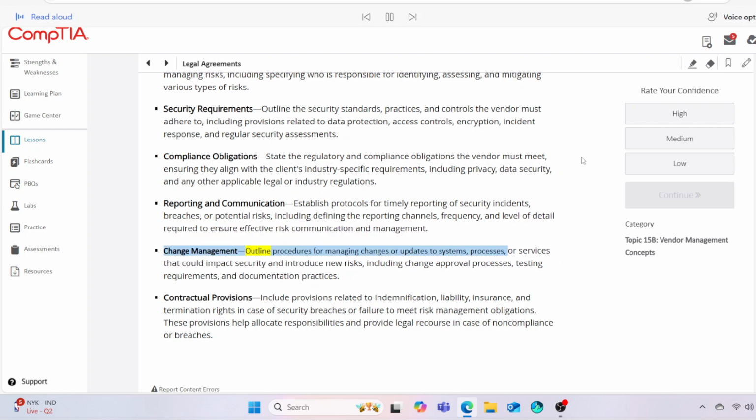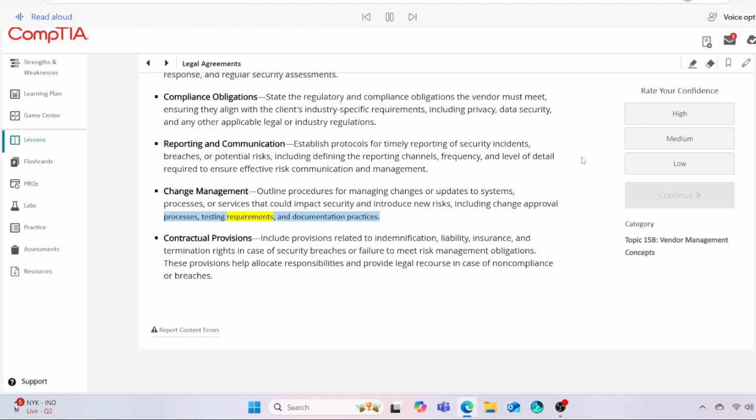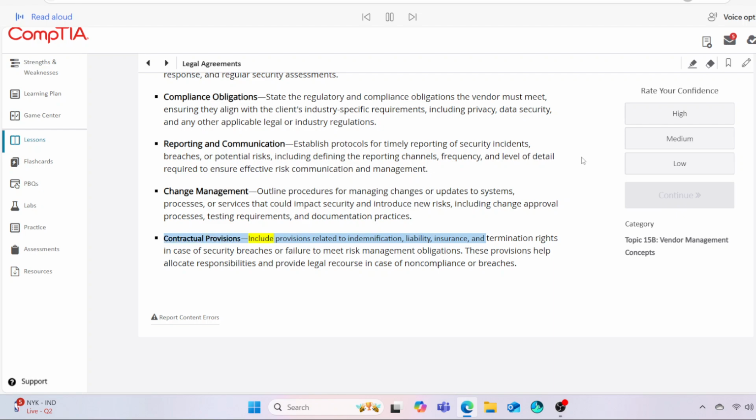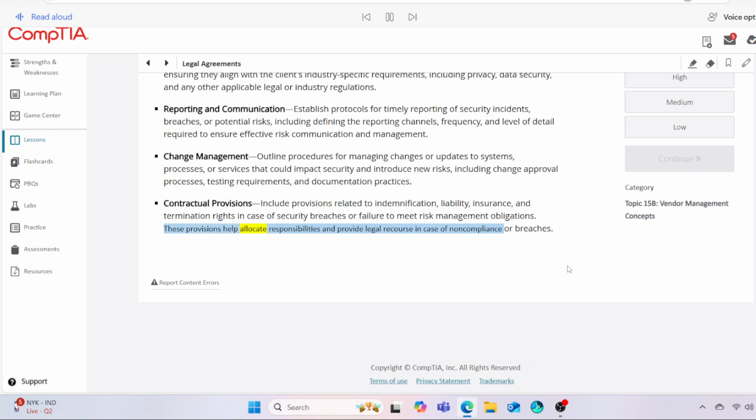Change management outlines procedures for managing changes or updates to systems, processes, or services that could impact security and introduce new risks, including change approval processes, testing requirements, and documentation practices. Contractual provisions include provisions related to indemnification, liability, insurance, and termination rights in case of security breaches or failure to meet risk management obligations. These provisions help allocate responsibilities and provide legal recourse in case of noncompliance or breaches.